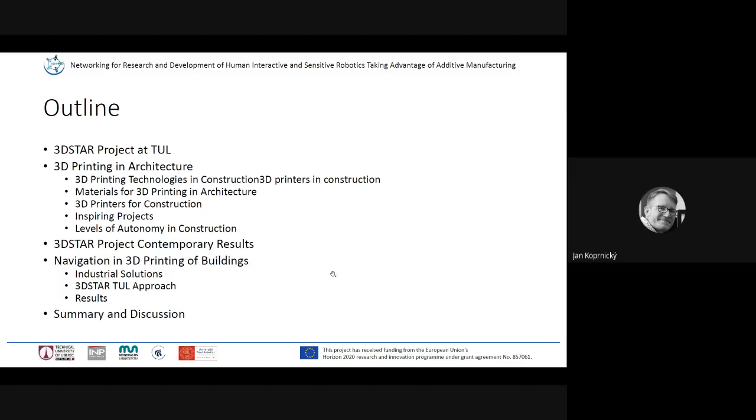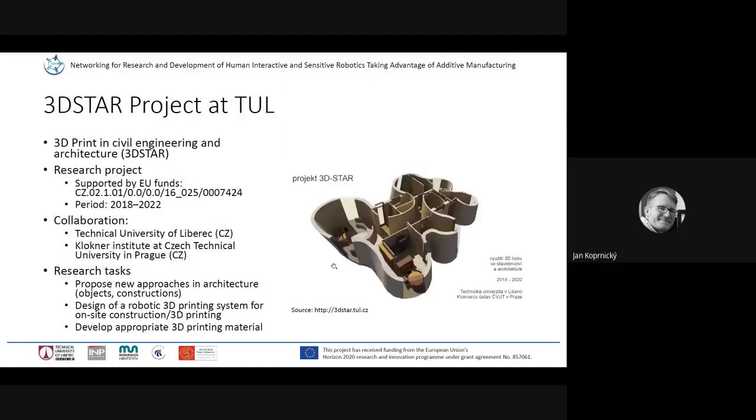So let's jump in the topic, briefly about the 3D STAR project at TUL. Unfortunately, this project is not so well known at Technical University of Liberec. The reason is discussable, but let's go and present it to you.